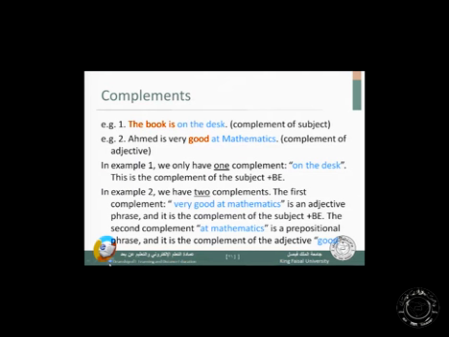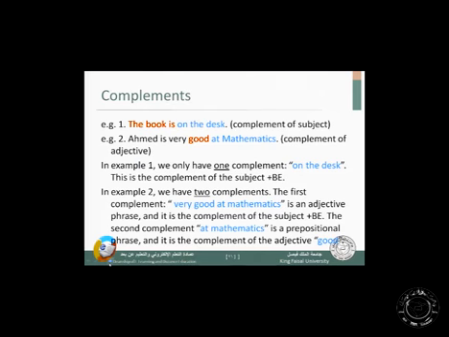The second complement, at mathematics, is a prepositional phrase. Here we have at, a preposition, and mathematics, which is a noun phrase. So it is a prepositional phrase. It is the complement of the adjective good. Okay, I hope this is clear for you.